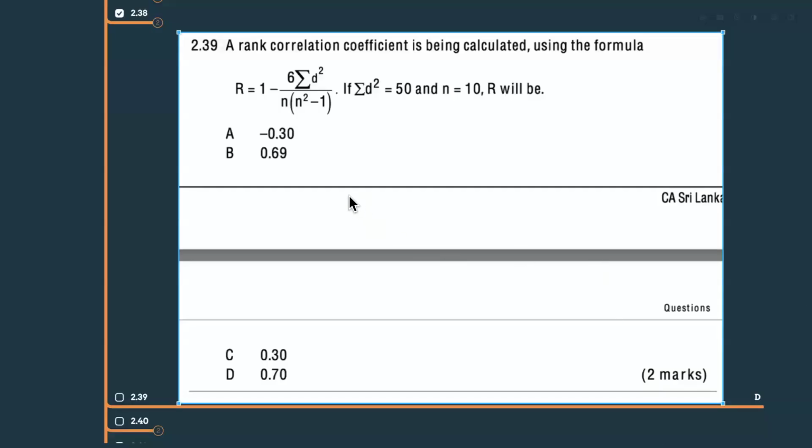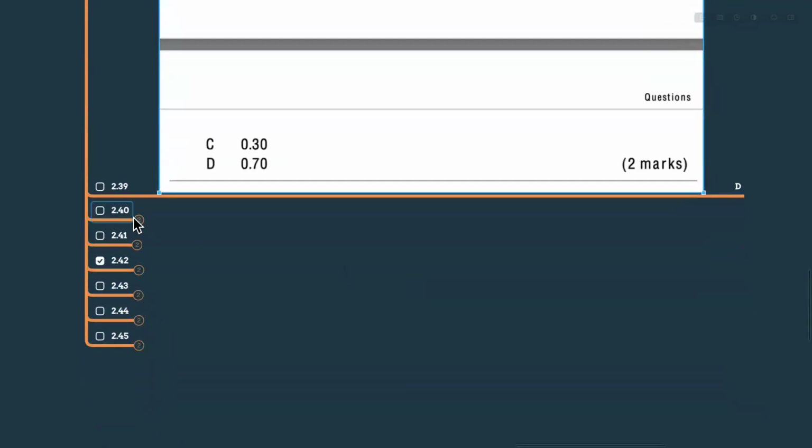So that's what D is, the answer. This is a CA paper, right? So that's what D is the answer, right? So now let's move to the other question areas.